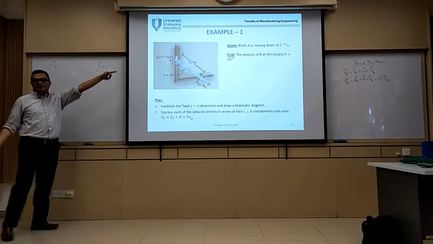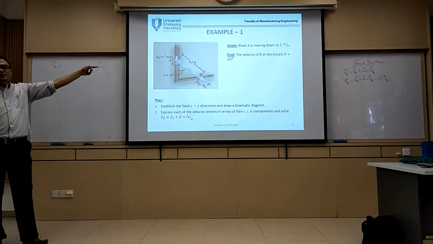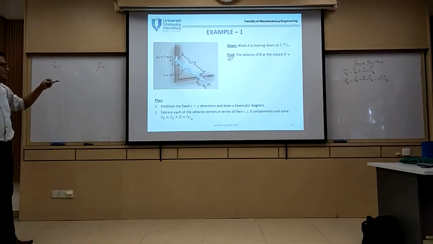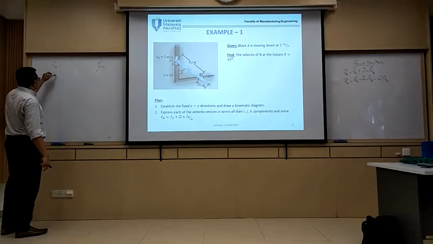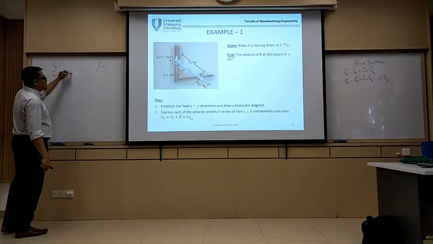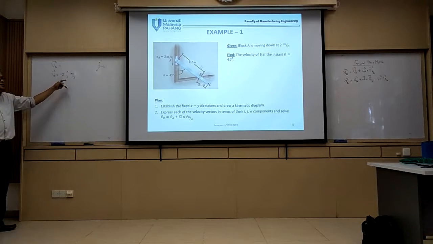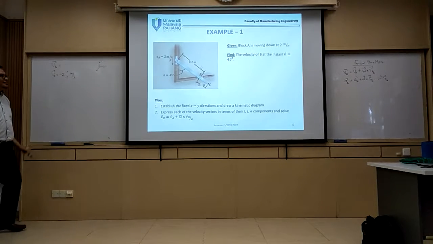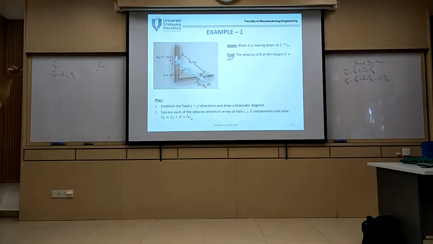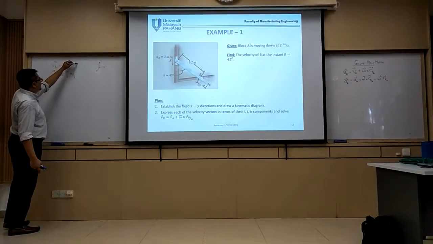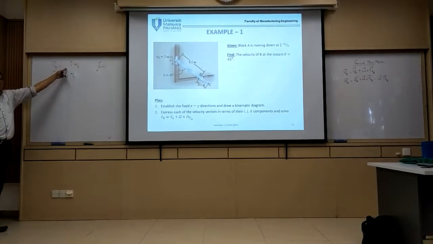Okay, how about A first? What is the vector of VA? J or minus J? Minus J, right? So VA is minus 2J meters per second. And normally for J in the vector you have to give this umbrella, a small hat. So VB is to the right, it means positive I, right?